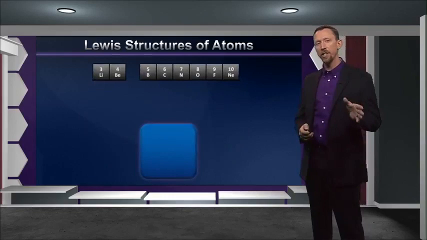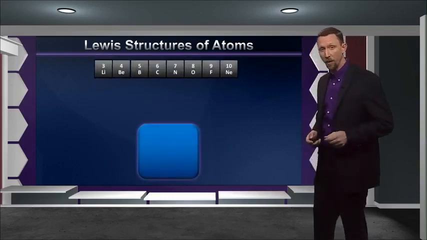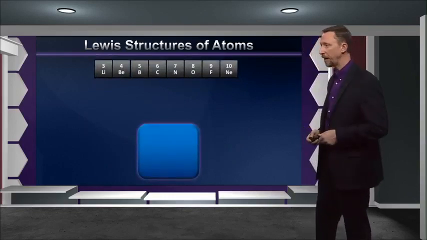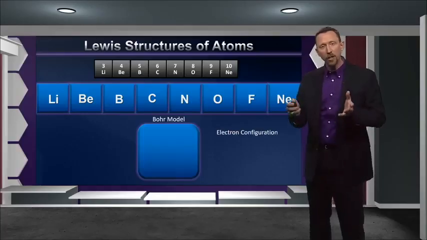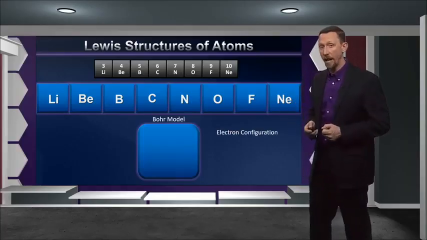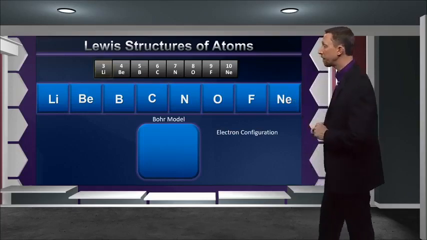In fact, let's take some of the simpler atoms available to us, the second row of the periodic table, lithium through neon. Now, if I look at the Bohr model of each of these, it's very simple for me to determine what the Lewis structure should be, because the Bohr model so clearly shows what the valence electron count is. And remember, that's what Lewis was interested in.